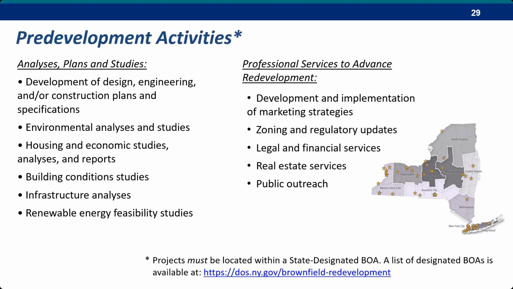Activities eligible for pre-development grants are identified on the shown slide, including analysis, plans, and studies that are undertaken, leading to the fulfillment of catalytic development or area improvement within a state-designated BOA, as well as professional services to advance redevelopment, which are consistent with the BOA plan. The proposed pre-development activities should promote environmental equity in the scope of work and subsequent proposal for project development.